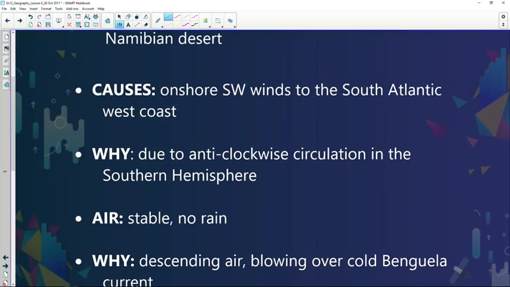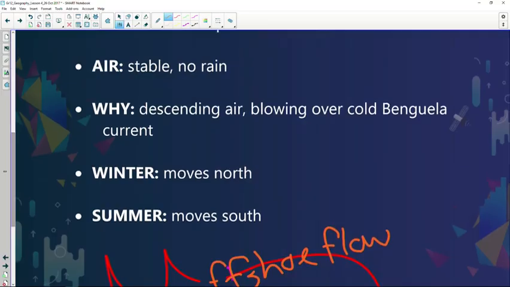Now, very importantly, it's stable air. When we look at mid-latitude cyclones and tropical cyclones, rising air is unstable air. Sinking air is stable air. Now, it creates no rain because we can't have any cloud formation taking place with sinking air. In order for rain to form, what needs to happen? It needs to be warm, air needs to rise, it needs to cool, it needs to condense clouds, and it leads to the possibility of rain. And the simple reason for it is because it's descending air.